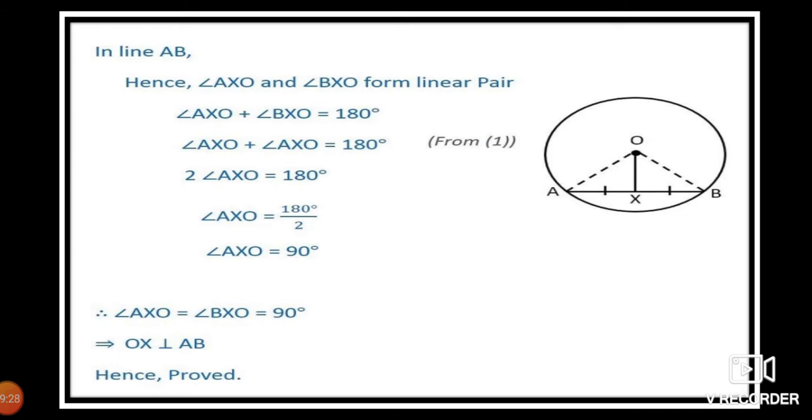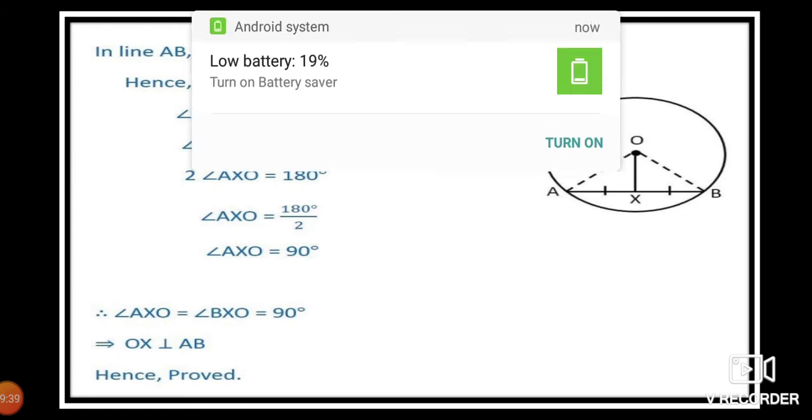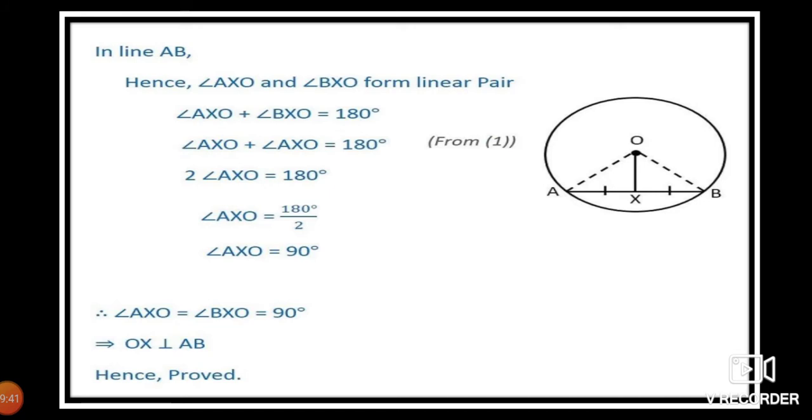You can divide it: 2 nines are 18, and the 0 you put as it is. Angle AXO equals 90 degrees. It means angle BXO also equals 90 degrees.